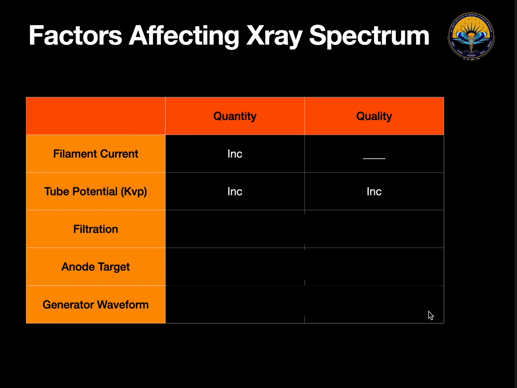Whereas after filtration, we know the low energy photons will be absorbed, so quantity will decrease but quality will increase. Whereas if we increase the atomic number of the anode target, then the quantity of X-rays will increase, whereas quality will remain the same. And coming to generator waveform, if we use a low kVp ripple, high frequency generator, then the quantity and quality both will increase. Thank you very much.